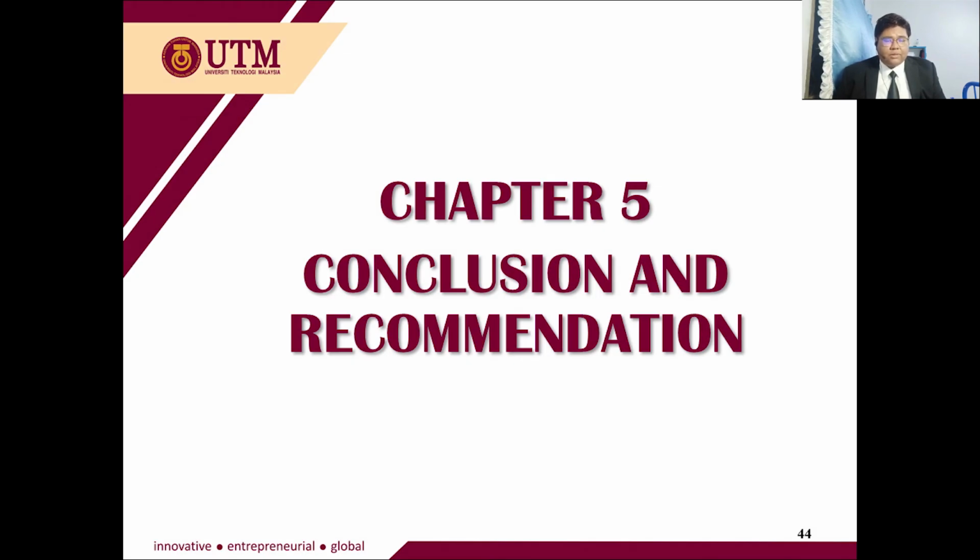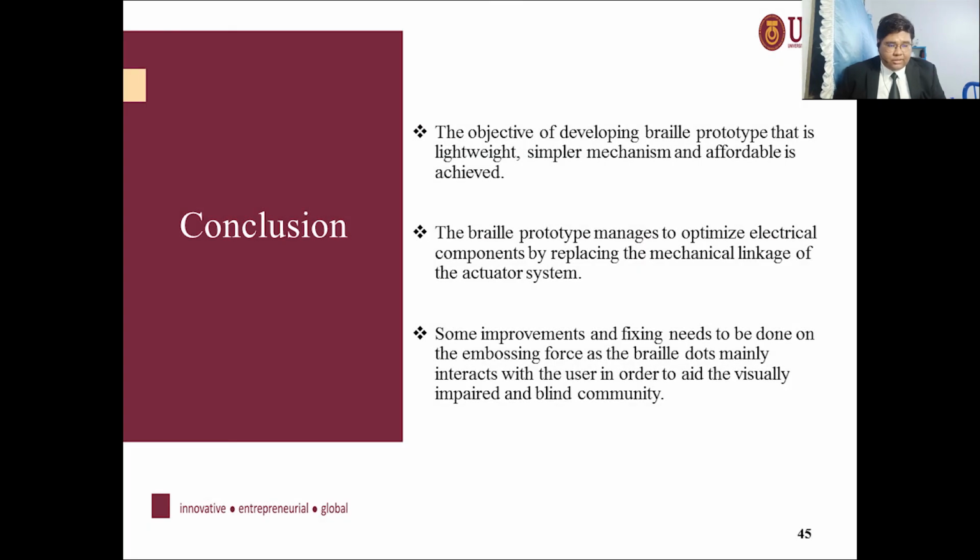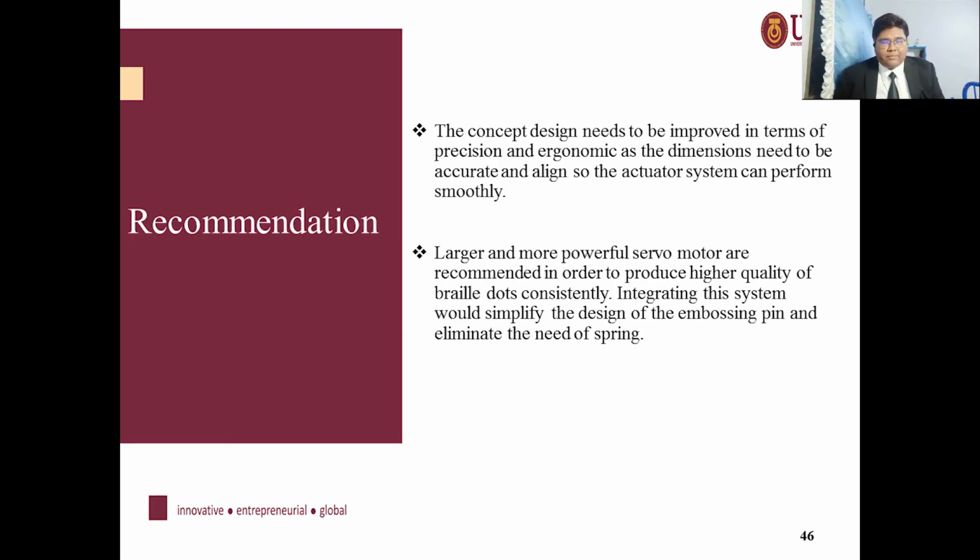Chapter 5. Conclusion and recommendation. So the conclusion is, the objective of this Braille prototype has been achieved, which is lightweight, simple mechanism, and affordable. It manages to optimize electrical components by replacing the mechanical linkage of the actuator system. Some improvements also must be done and fixing, so that the braille dots can be formed with high quality and consistently as it interacts with the user in order to aid the visually impaired and blind community.